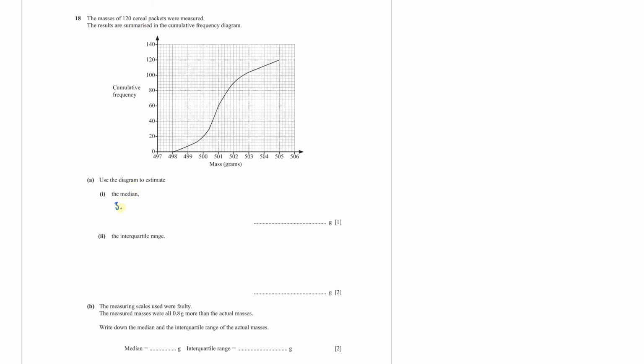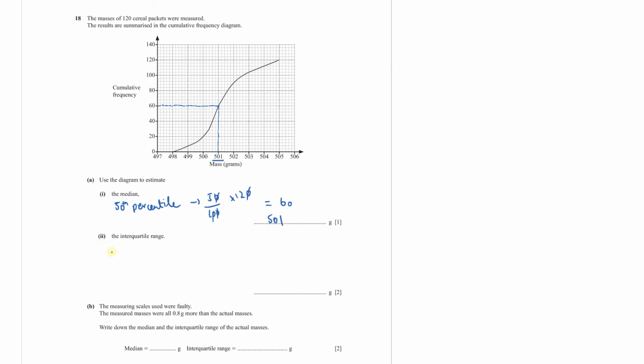The first part is use the diagram to estimate the median. Estimating the median, first you need to find the 50th percentile. The 50th percentile will be 50 over 100 times the total number of cereal packets, 120. These zeros cancel out with these two zeros, and 12 times 5 is 60. So you have to look at the cumulative frequency value of 60 and see what the mass is at that value. This is the point where it intersects. If you come down here, this is 501. So 501 grams is the median.